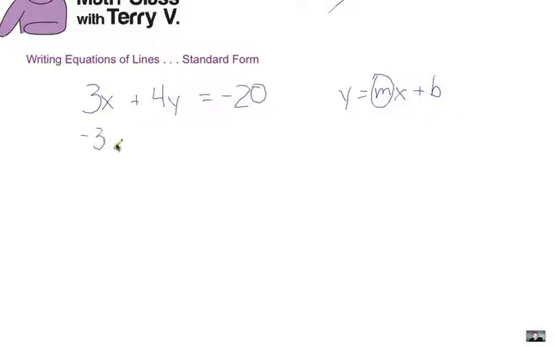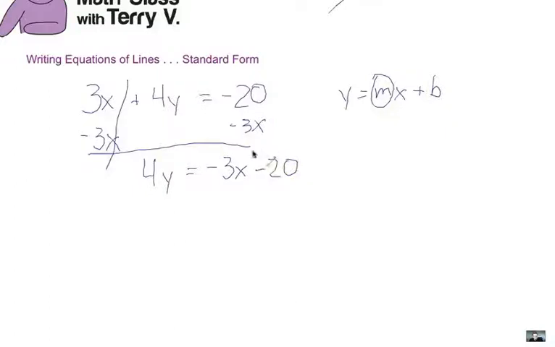Let's subtract 3x from each side. And 4y equals -3x minus 20. Again, when I'm doing the algebra part, I recommend you hit pause and try the rest on your own before I work it out. We're going to divide each side by 4. And these 4's over here are going to cancel out. 4 divided by 4 is 1. That leaves us with y.